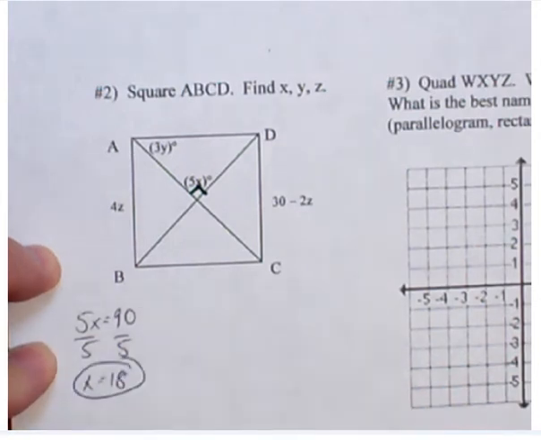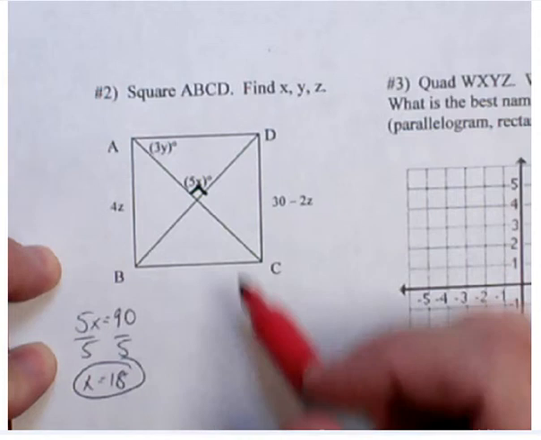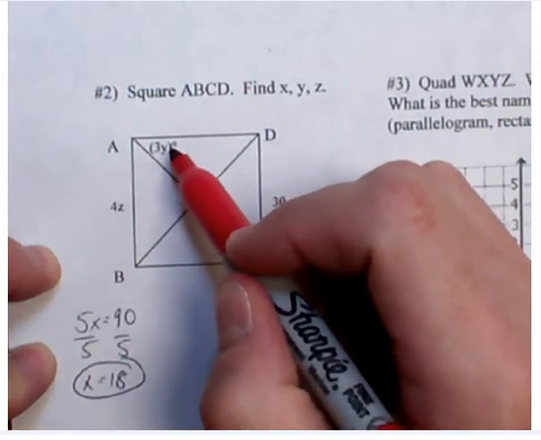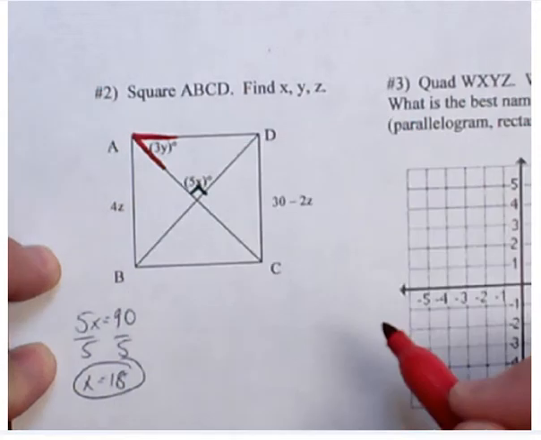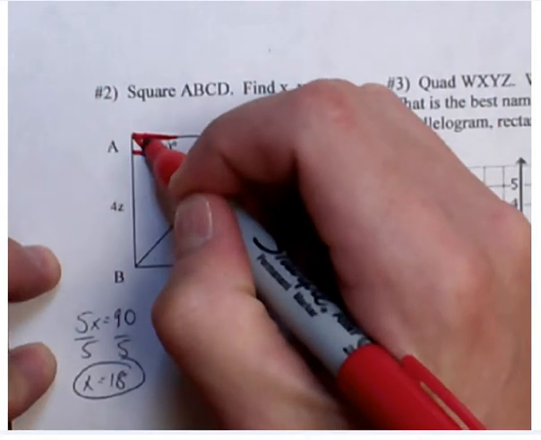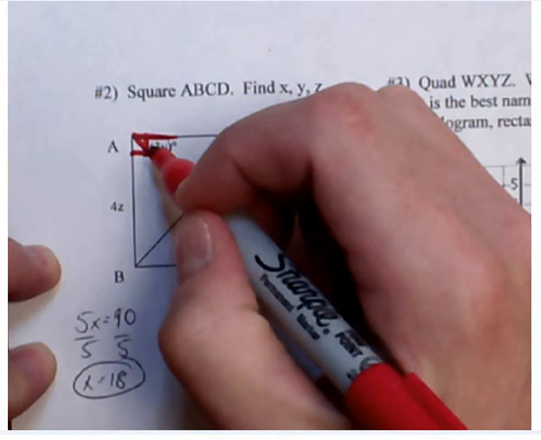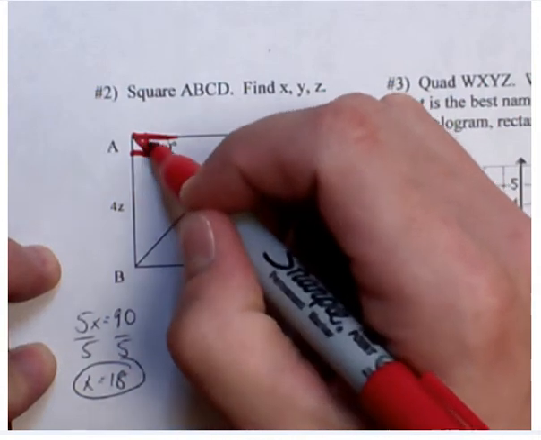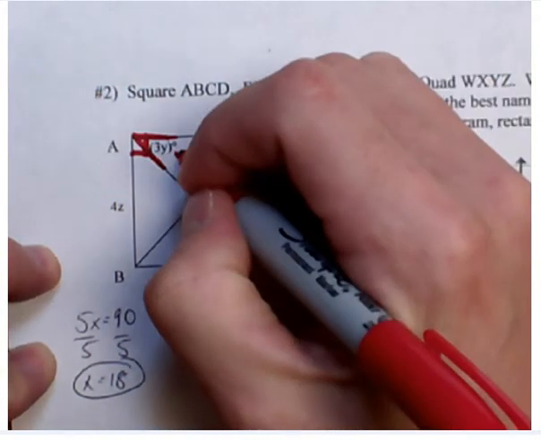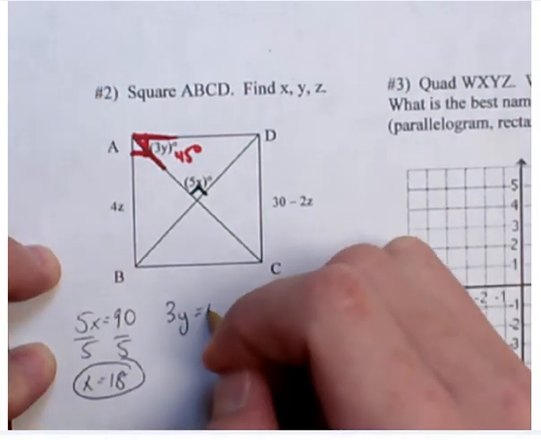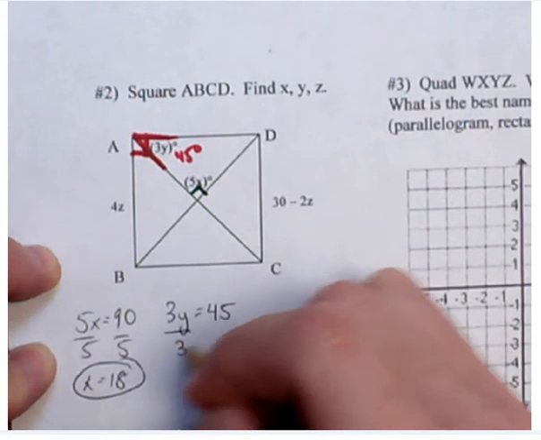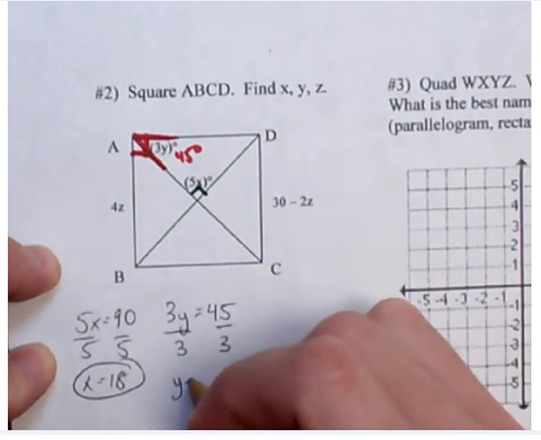Okay, now the y. Let's go for y. 3y degrees. This is an angle right there. Now, you know that in a square you have right angles, but also the diagonals bisect the angles. So this has to be 45 degrees. Now, 45 is not the answer. 3y equals 45. So we divide by 3, and y is 15.